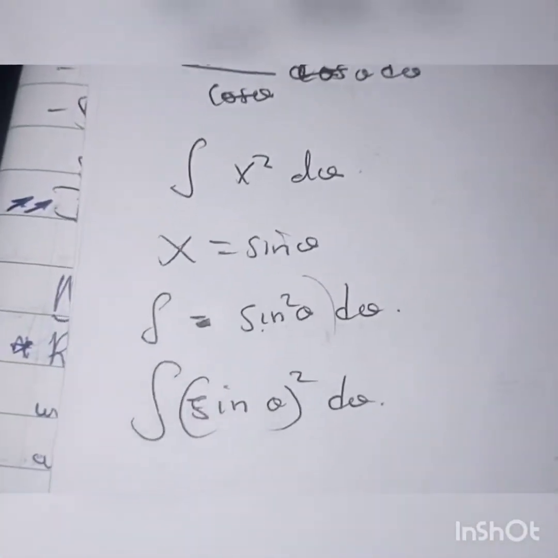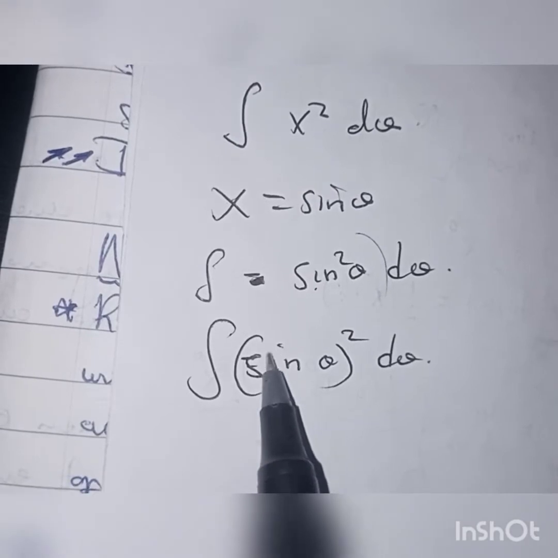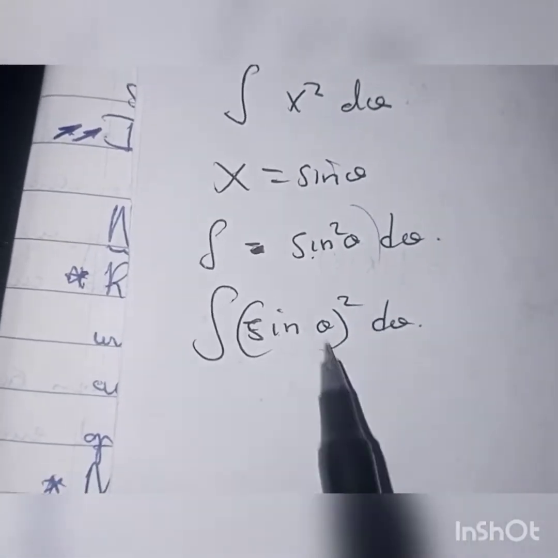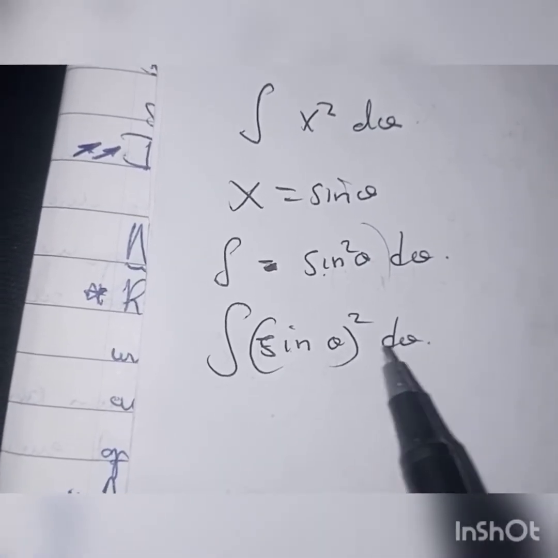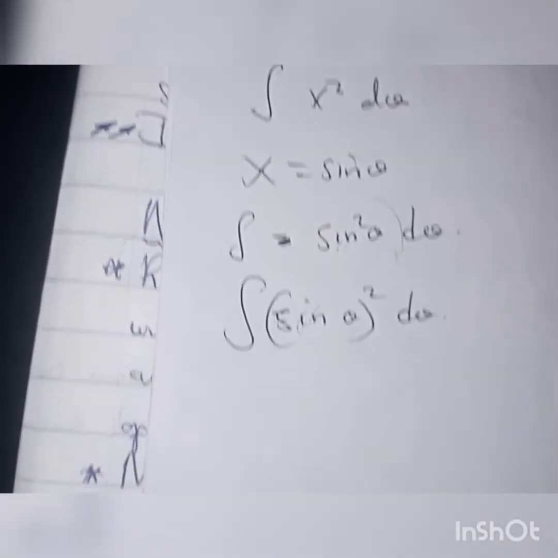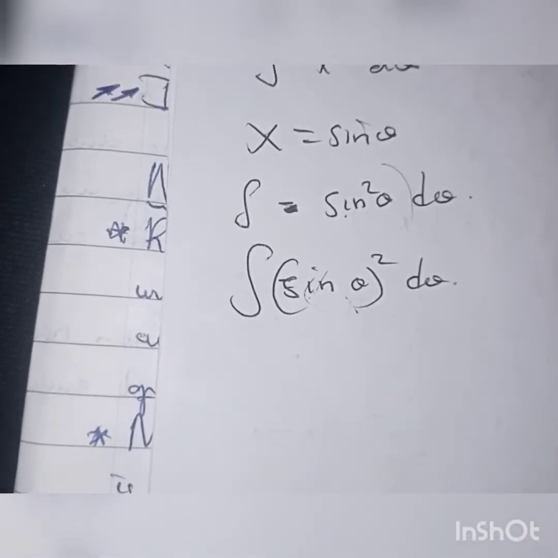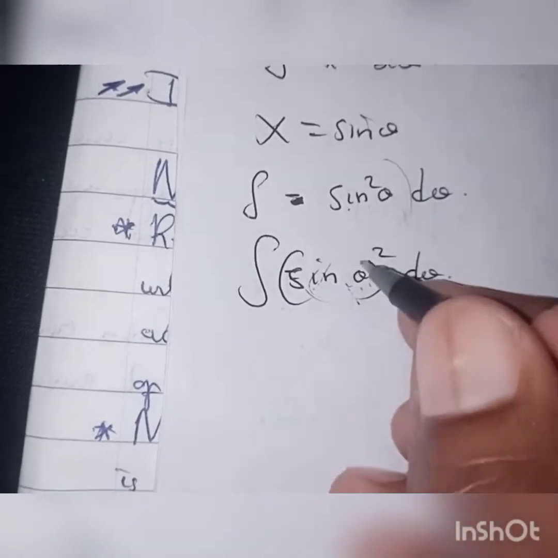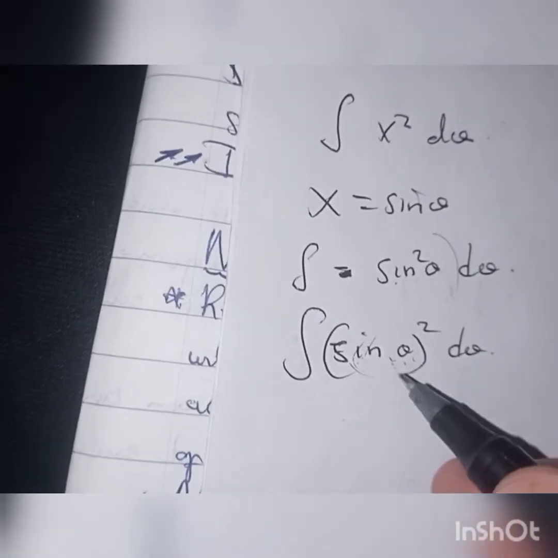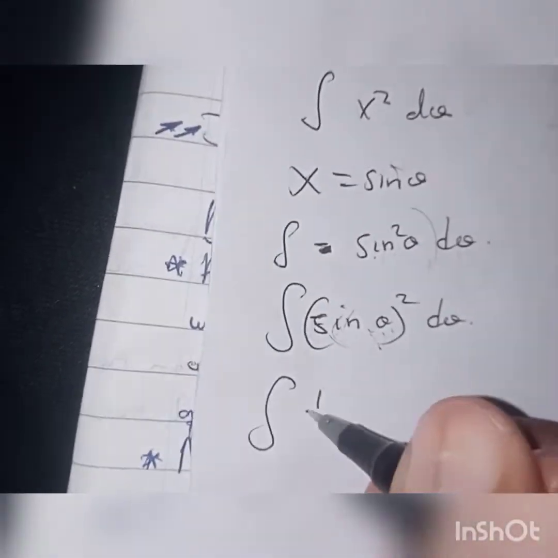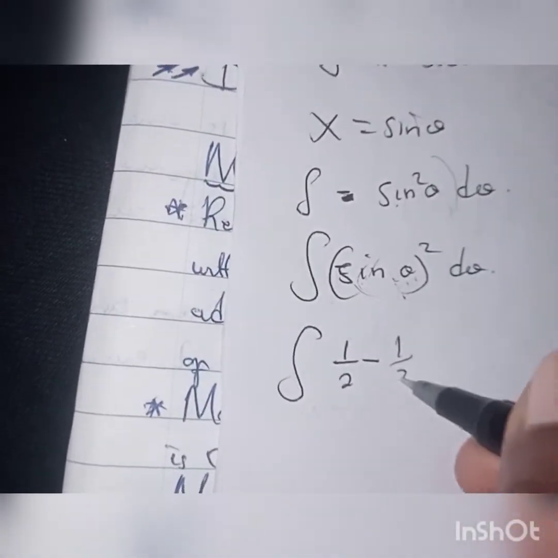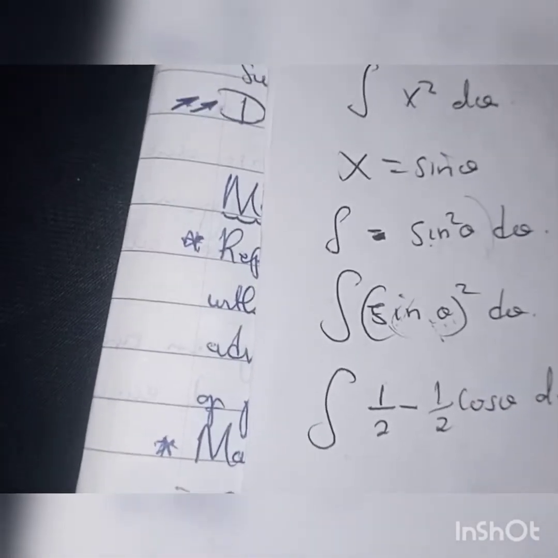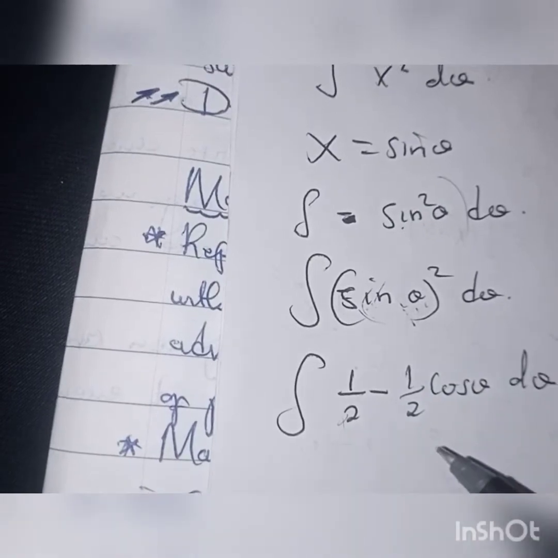It is somehow difficult for me to integrate sine squared theta directly. It's very difficult to use those techniques on such a function. So we can write sine squared of theta like this: a half minus a half cos 2 theta, d theta. This one is mathematically correct. Then we can come now and find the integral of this one.